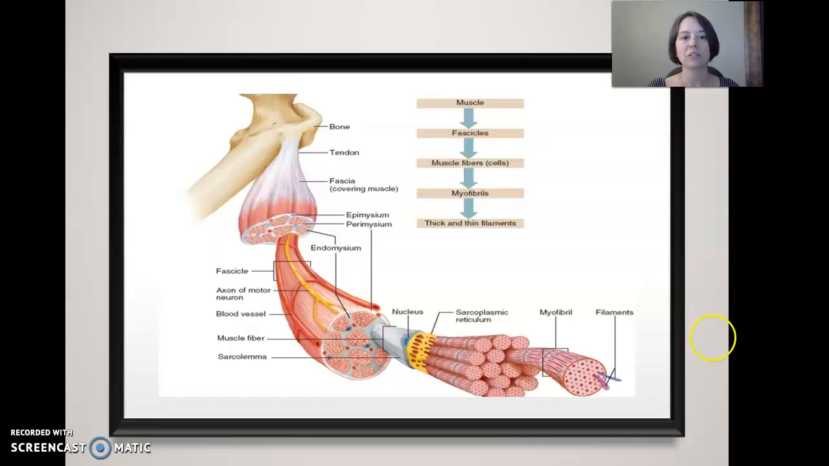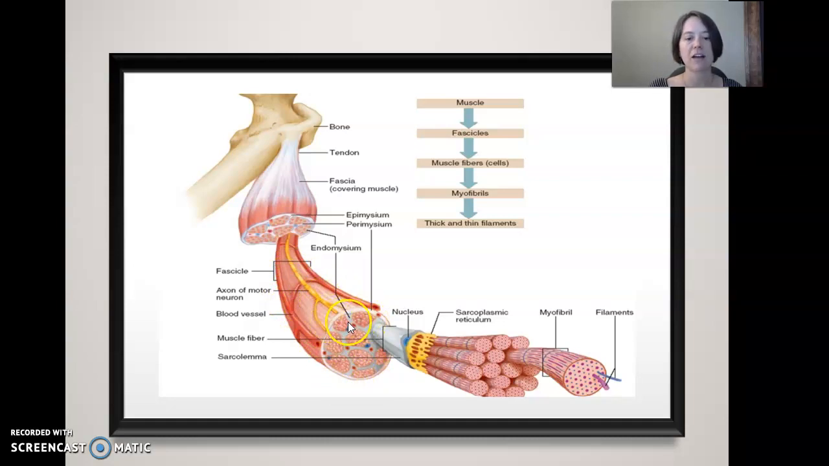So let's take a look at this picture. Here is all of that connective tissue merging together to form a tendon, which connects the muscle to the bone. And all that connective tissue surrounding the whole muscle is epimysium or fascia. And then you can see that whole muscle is made up of a bunch of fascicles. So here's one fascicle, and that's covered by perimysium. And you can see all the blood vessels and nerves and good stuff.